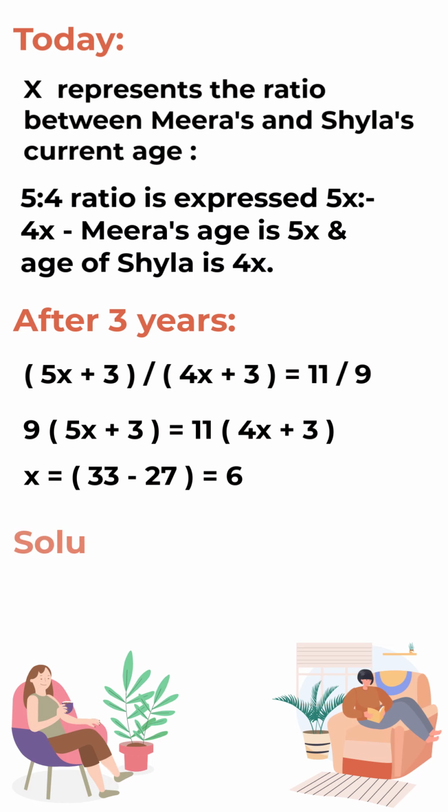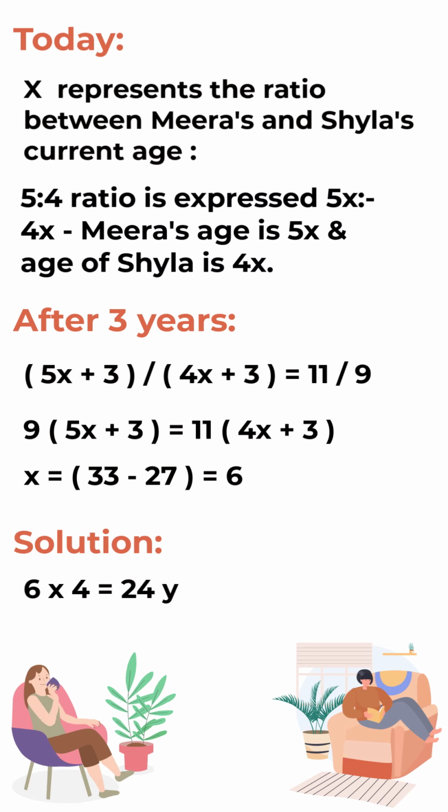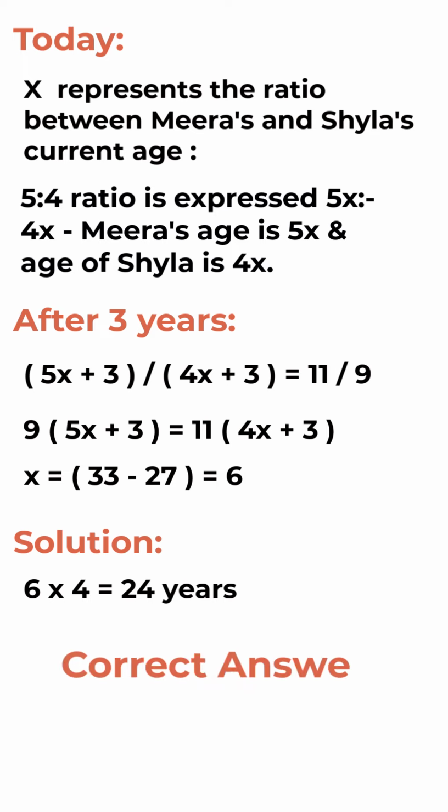So to calculate the present age of Shyla, we need to multiply 6 by 4, which was her ratio in the initial equation for the current age, which would be equal to 24. So the correct answer is choice B, 24 years old.